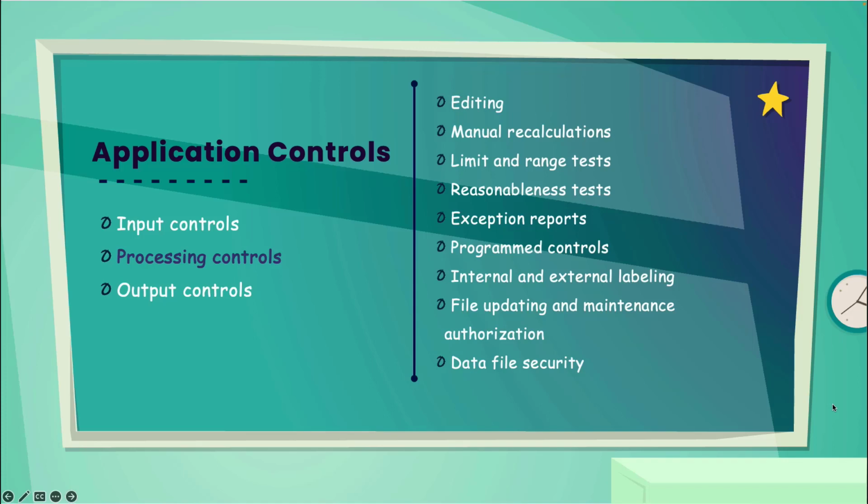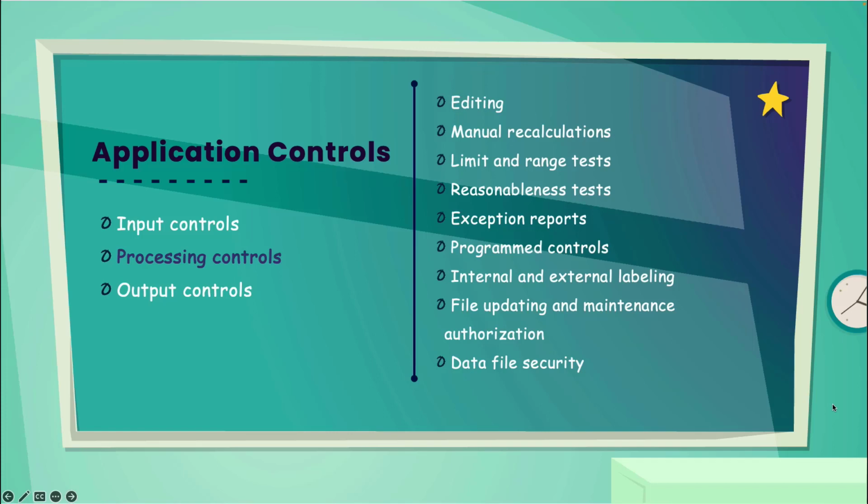Limit and range tests, which may also be used as input controls, are checks to ensure that a processed value is within a predetermined value or range. So it's the same thing as we've spoken earlier about the input controls. Reasonableness test is the same as well as input control. Exception reports are reports produced flagging transactions that appear out of sequence or out of ordinary. This is actually flagged out to be checked later.